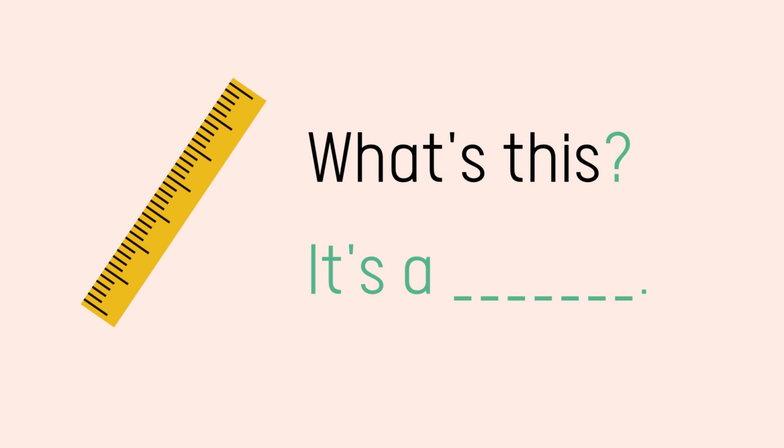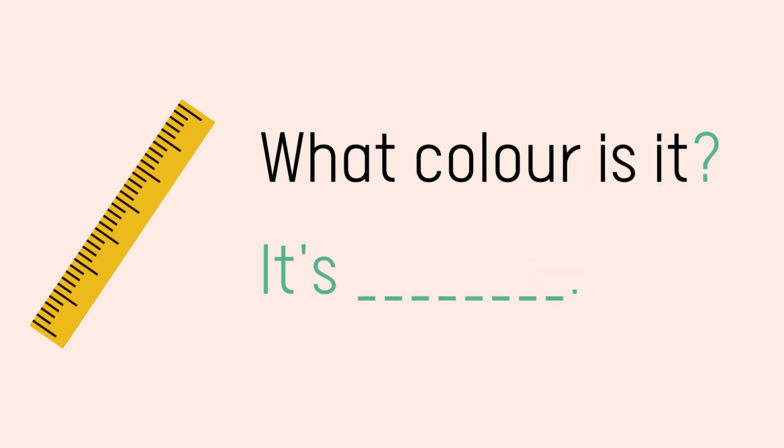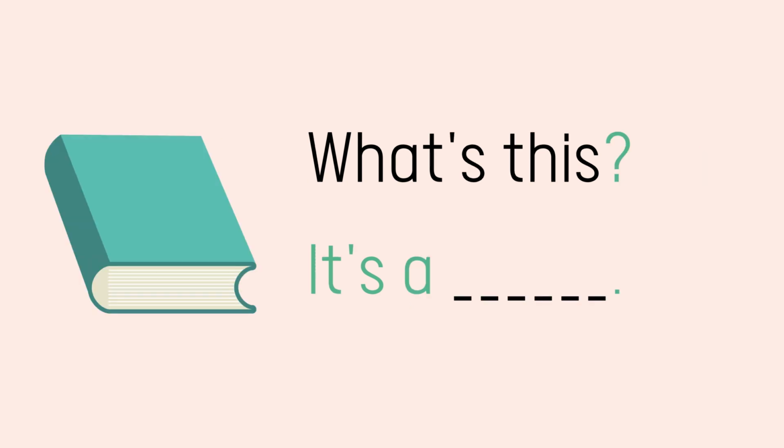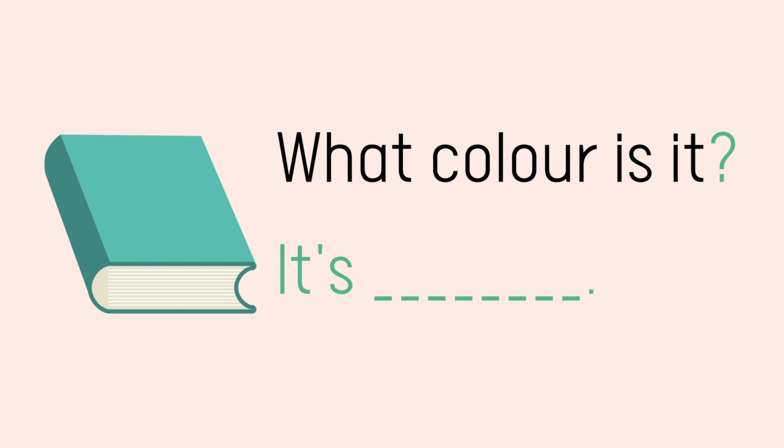What's this? Yes, it's a ruler. What color is it? It's yellow. What's this? It's a book. What color is it? It's blue.